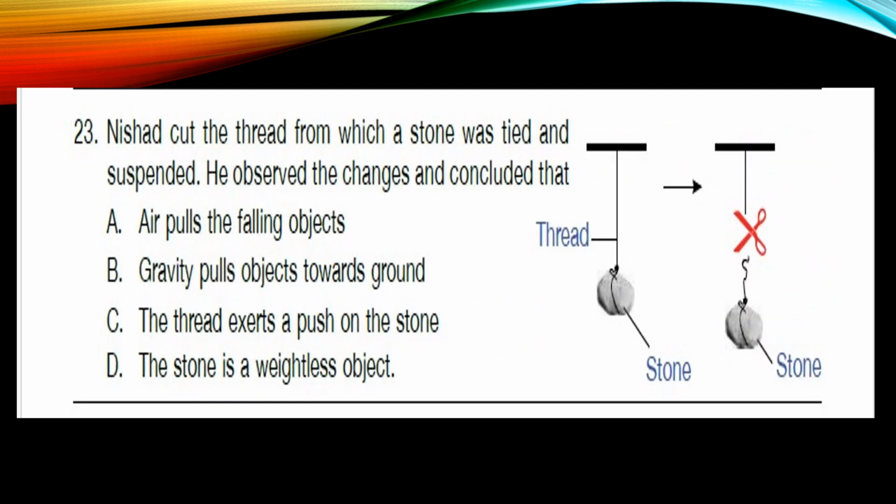Question number 23. Nishad cut the thread from which a stone was tied and suspended. He observed the changes and concluded that option A. Air pulls the falling objects. B. Gravity pulls objects towards ground. C. The thread exerts a push on the stone. D. The stone is a weightless object. The right answer is option B. Gravity pulls objects towards ground.